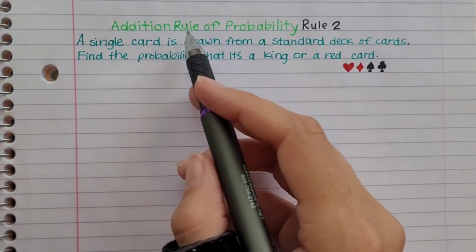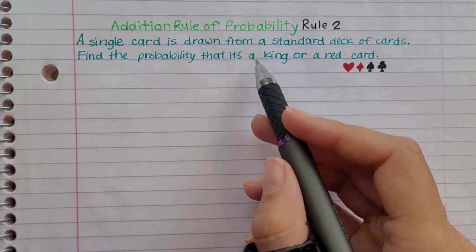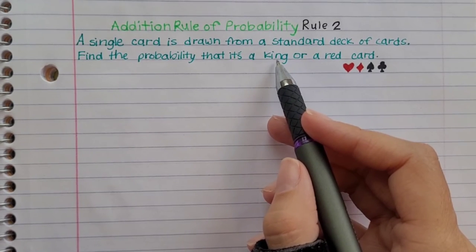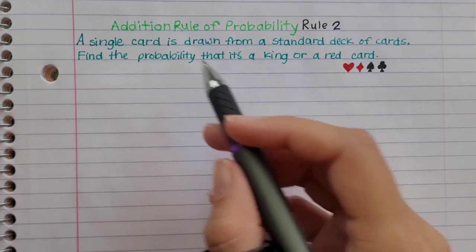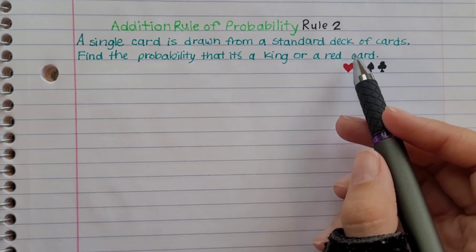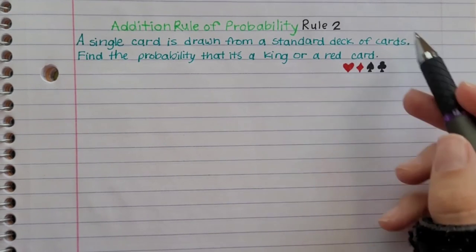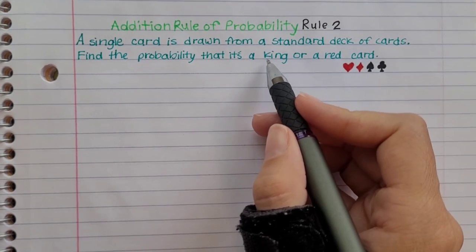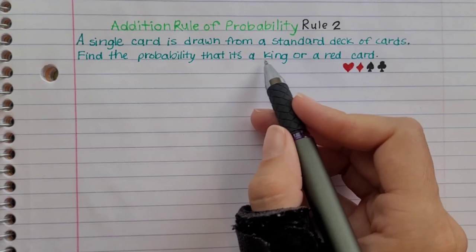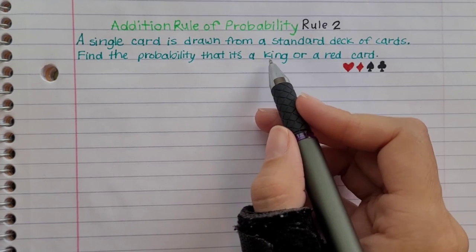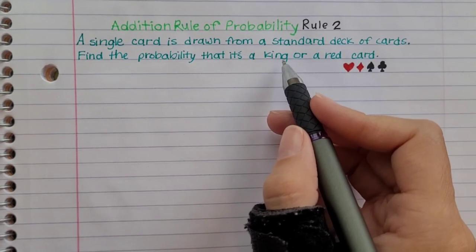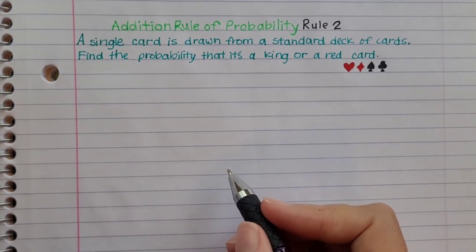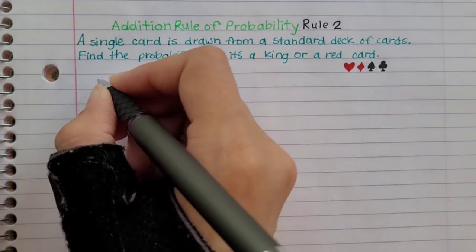So following the addition rule of probability, we need to find the probability of drawing a king and add that to the probability of finding a red card. Then later we will discuss Rule 2. So let's first look at what is the probability of drawing a king. How many kings are in a deck of cards? Well, we know there are 4 kings in a deck of cards.